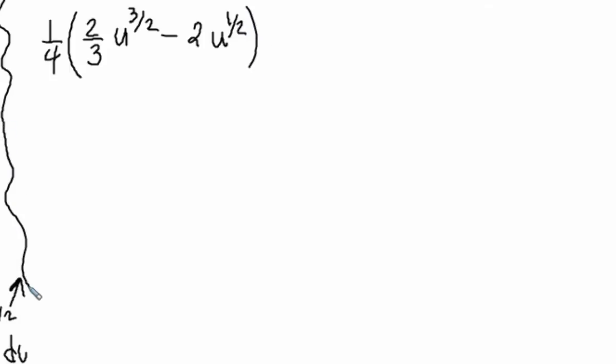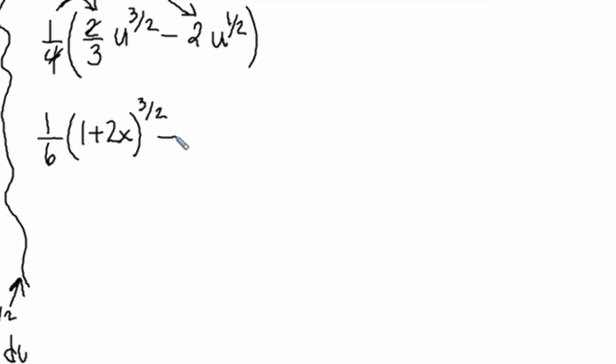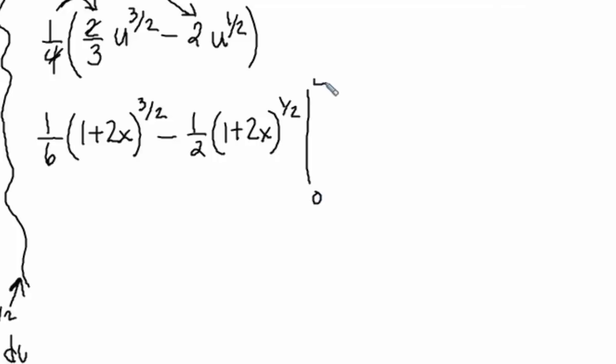Now let's change this back into terms of x, and remember we have to distribute this 1/4 through, so let's reduce. So we would have 1/6. U is back up here, 1 plus 2x to the 3/2 minus, now the 1/4 times 2 would leave a 1/2, and then 1 plus 2x to the 1/2, and now we can write our limits of integration, 0 to 4.